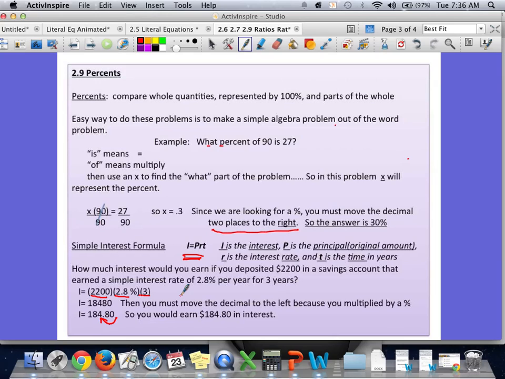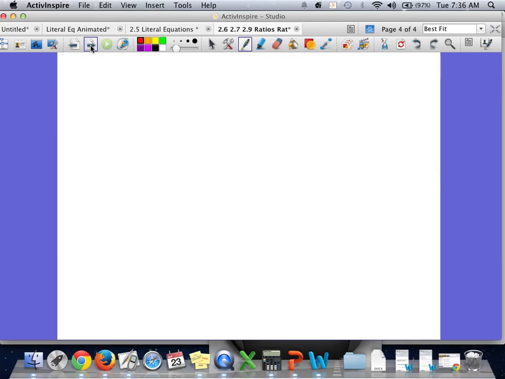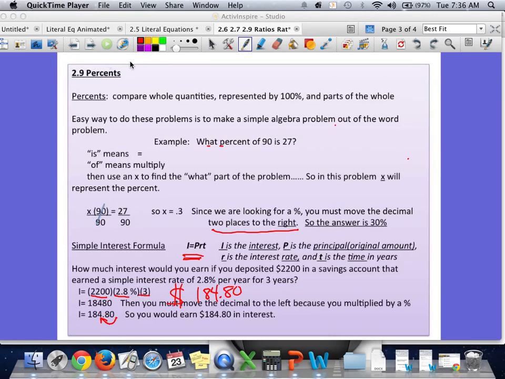So your answer should be $184.80. Okay, and that's how much interest you would earn. There's no way that you would earn $18,000 on $2,200. Okay, so just know that if it's a huge number, it doesn't make any sense. You didn't move your decimal. All right, so we'll be practicing those in class also. And that is going to be it for this video. If you have any questions, come see me in the morning.